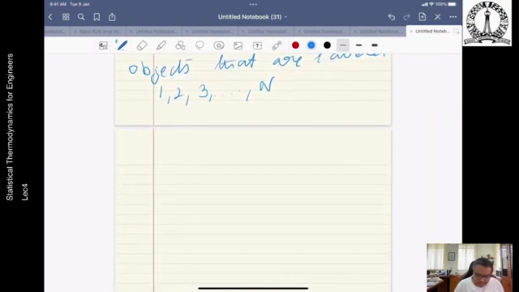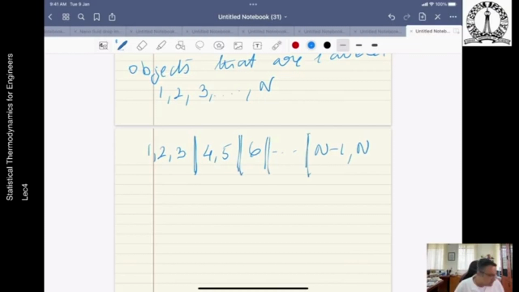Okay. Now let us arrange these n objects. If you look at it, arrange these n objects in a row with m containers identified as partitions. Let's say this is a partition, then 4, 5 is another partition, then 6 is another partition, and it goes on, and then n minus 1 is one partition, n is one partition, something like this. So these partitions are basically the container partitions, right? That we have put.